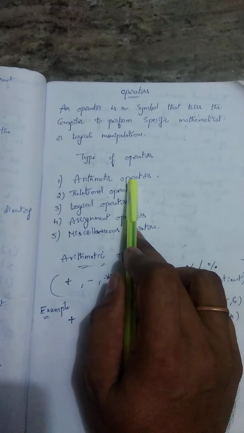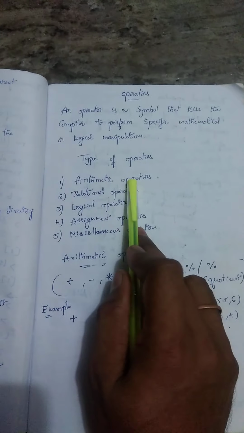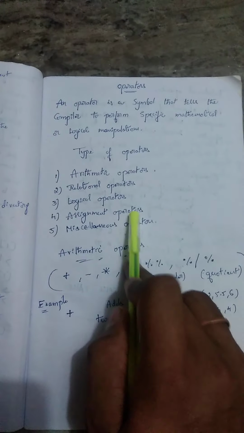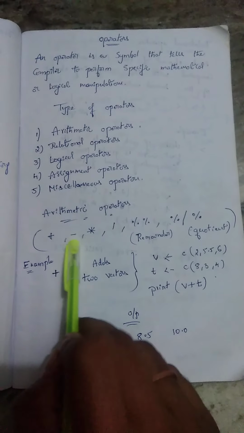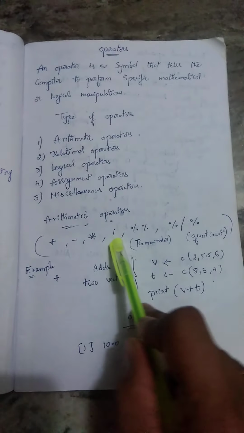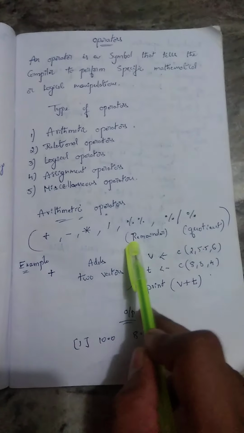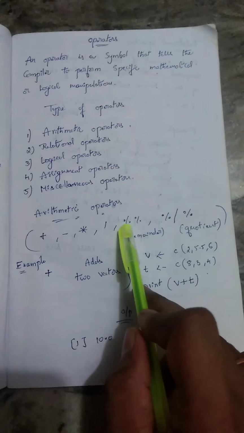How many types of operators are there? Arithmetic operators, relational operators, logical operators, assignment operators, and miscellaneous operators. Coming to the arithmetic operators, we have plus, minus, star, which is the multiplication symbol, and division. Here, this is the symbol representing the remainder, and this is the symbol representing the quotient.